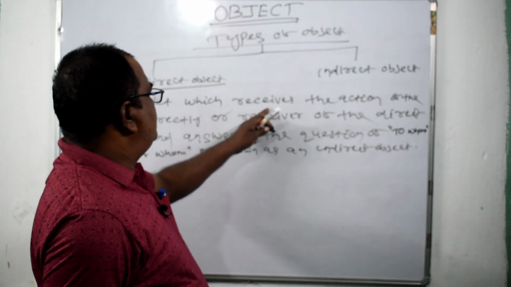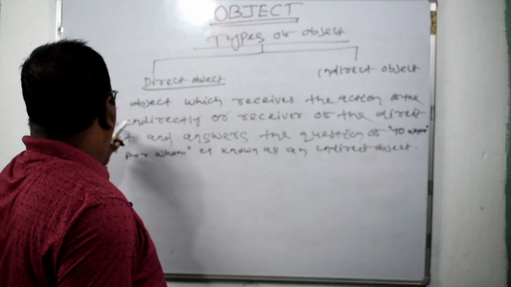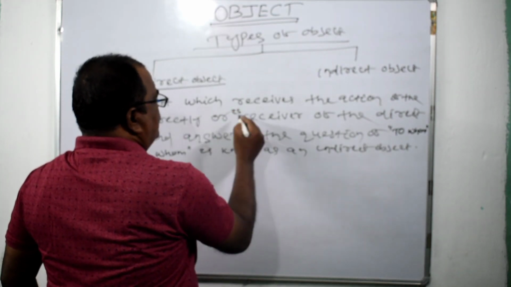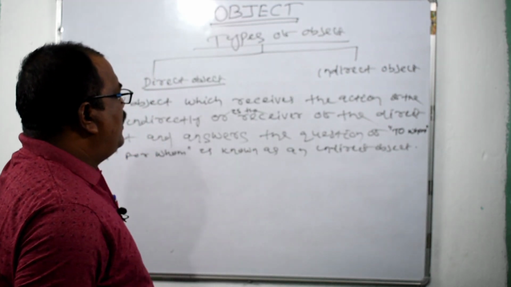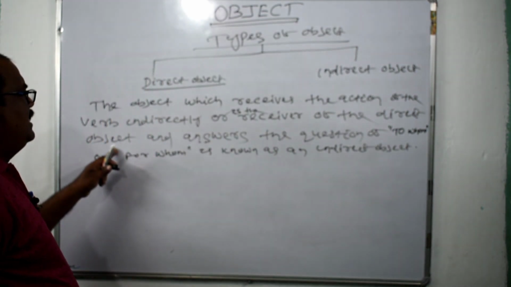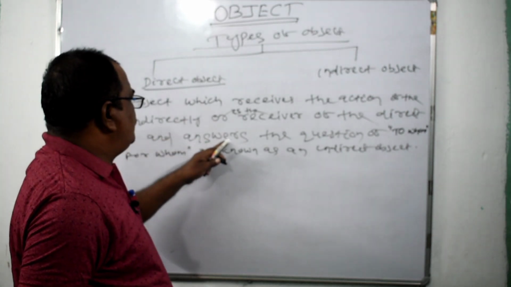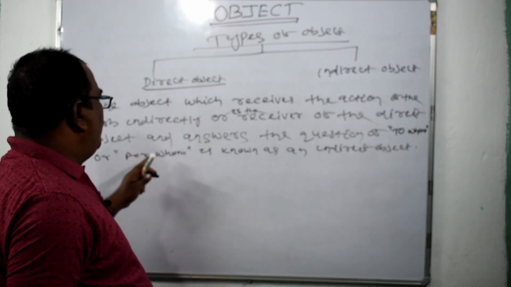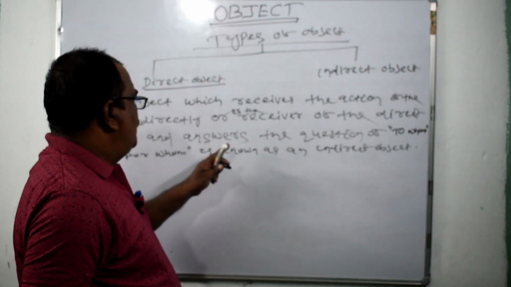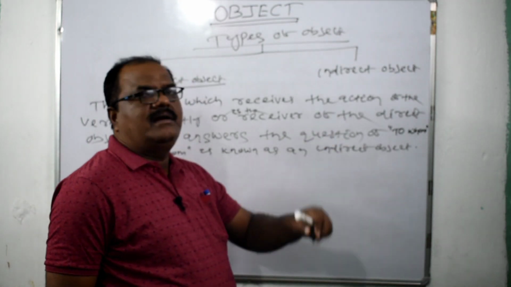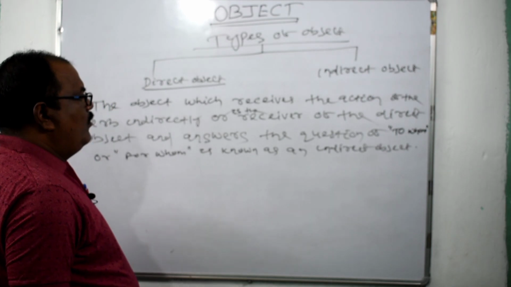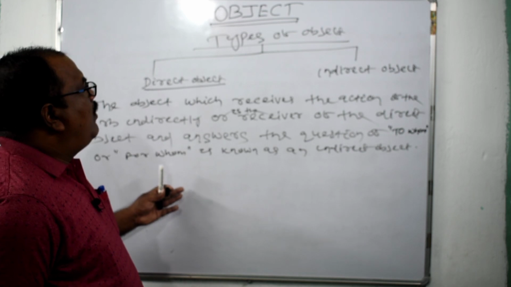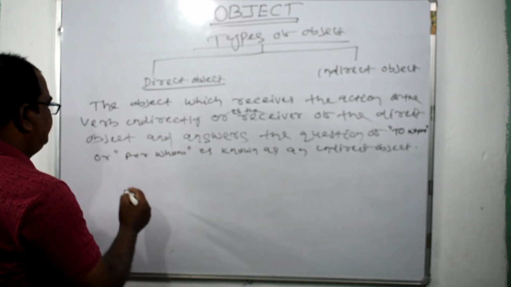The object which receives the action of the verb indirectly, or which is the receiver of the direct object and answers the question of to whom or for whom, is known as an indirect object. Now we can take different examples to prove what the indirect object is in a sentence.